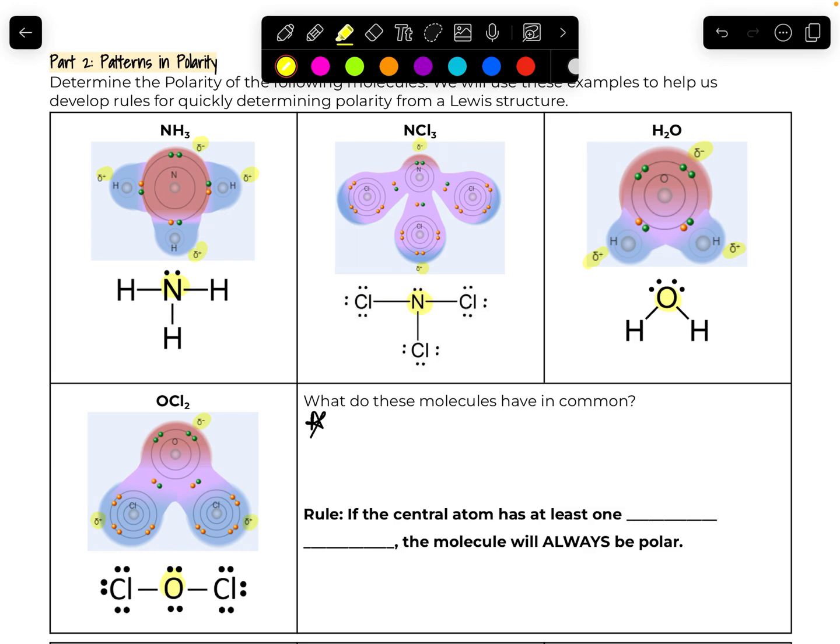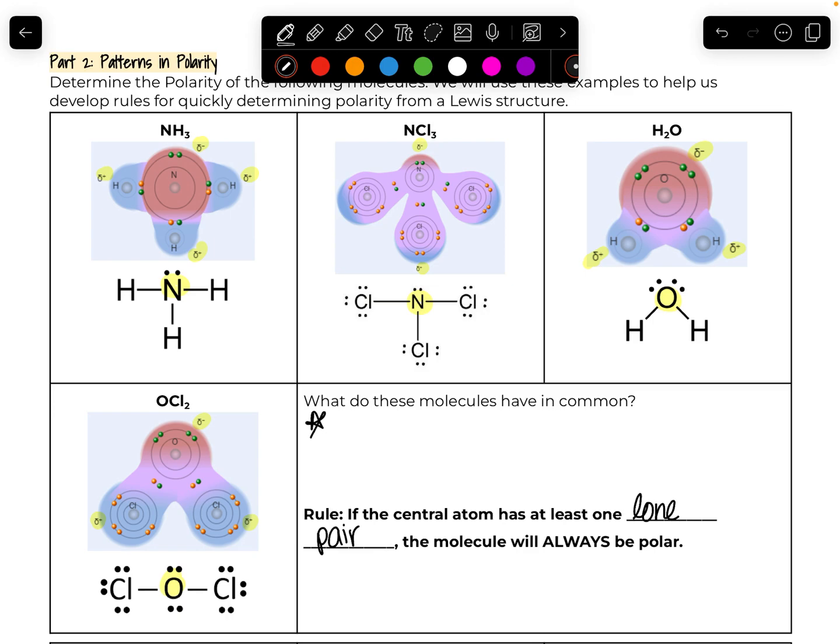It tells us that all of these molecules are polar. So all of these molecules are polar. All of them have a lone pair on the central atom, and this actually leads us to develop a rule. If your central atom has at least 1 lone pair, the molecule will always be polar.